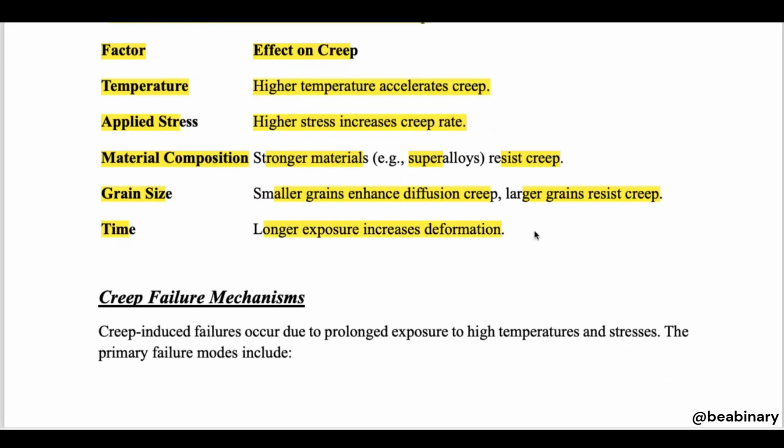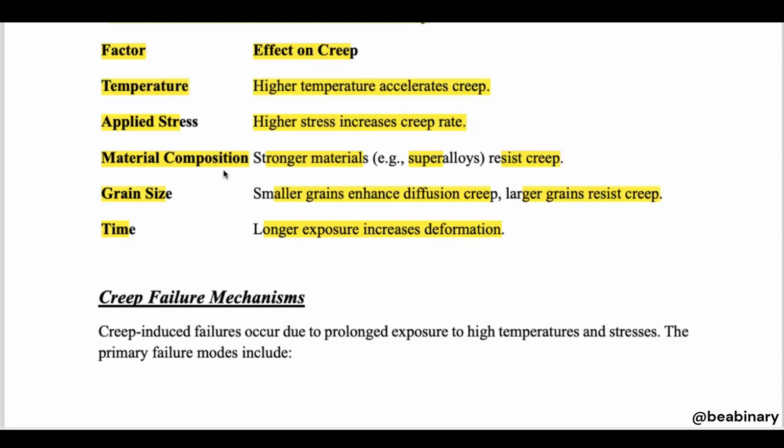Obviously, if you have the same temperature and same load but keep it for a long time, then the creep will increase. So three things are very obvious here: temperature, applied load, and time. Material composition you can also think about: if the material is stronger and tougher, it may resist creeping, and if the material is weak and cannot sustain the applied load, then it will creep earlier.